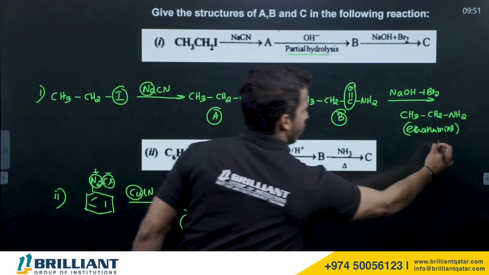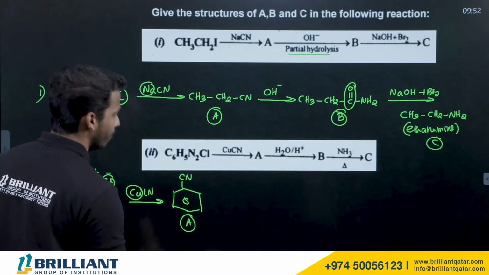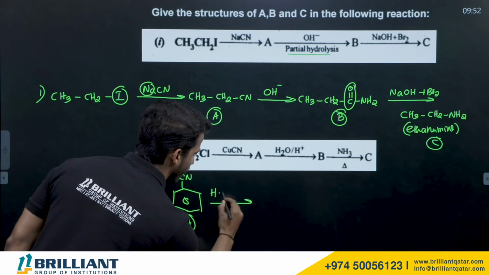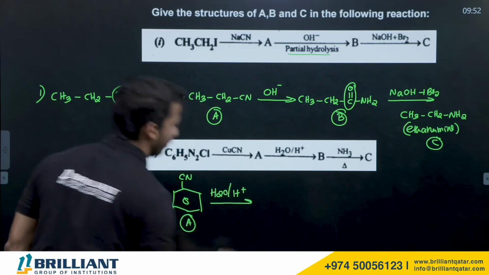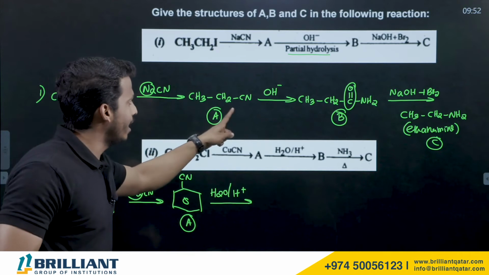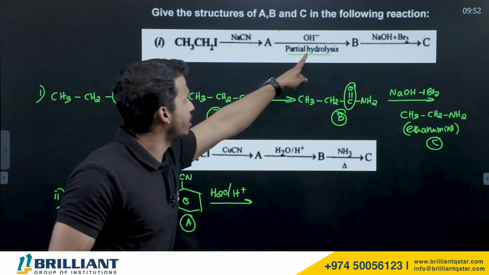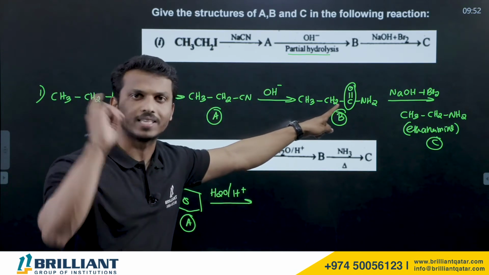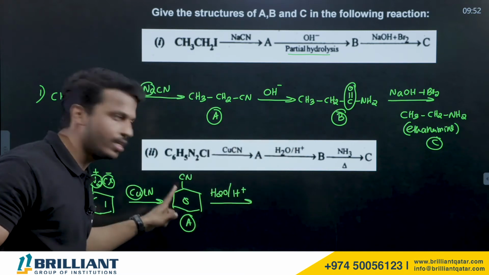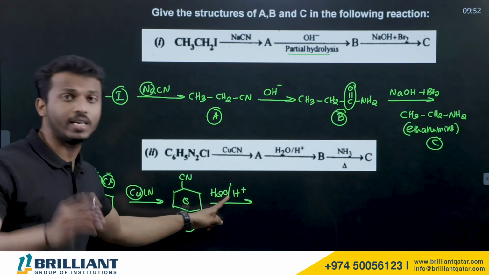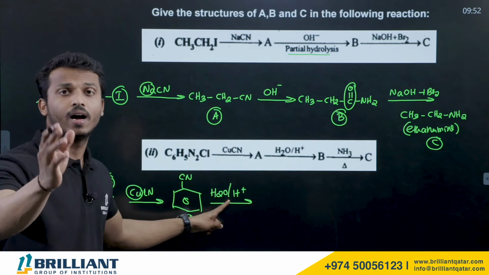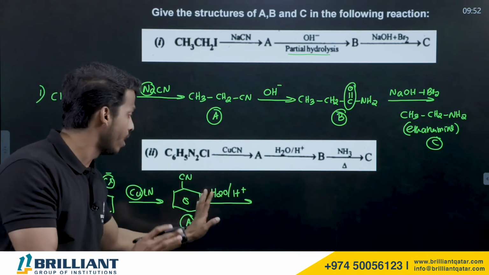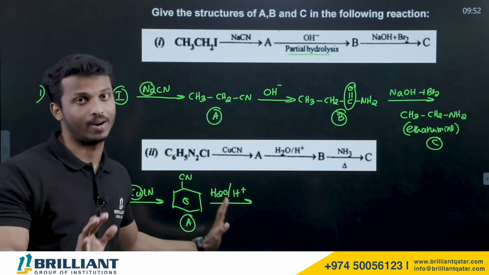So this is here compound C, right? Okay. This is compound A. And here all of you, please listen carefully. Here, this is a cyanide. I told you cyanide on partial hydrolysis will give you amide as a product. Correct. Here this is again cyanide, but here they didn't specify what hydrolysis it is. They just specified water and acid. This is complete hydrolysis. Okay.